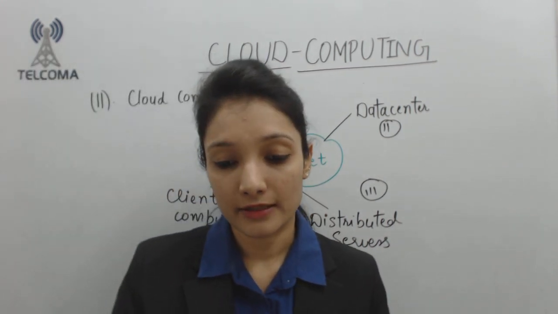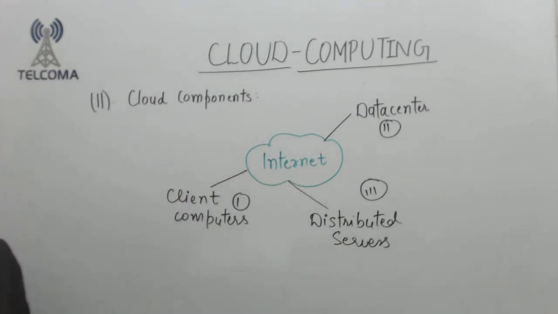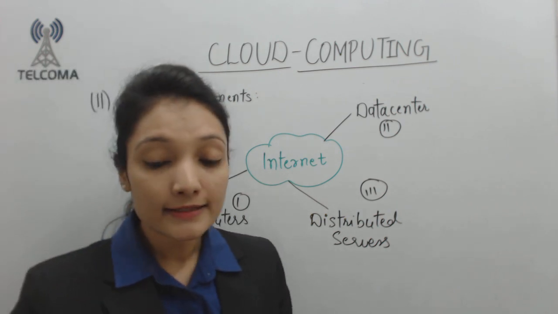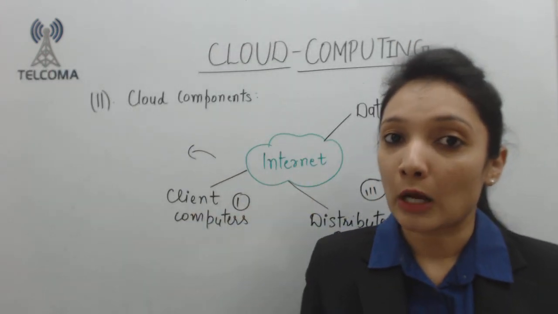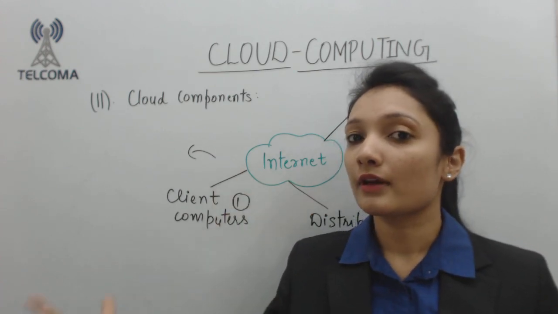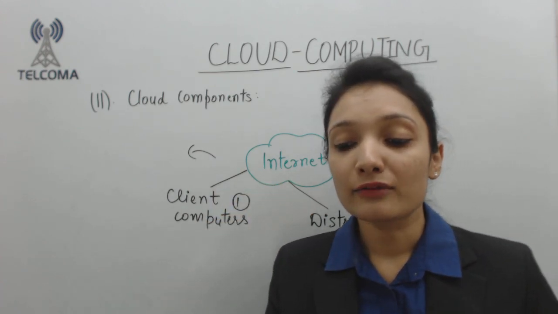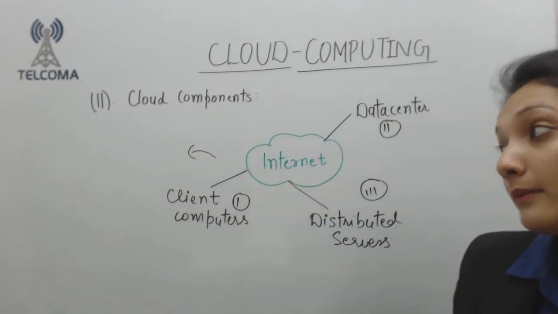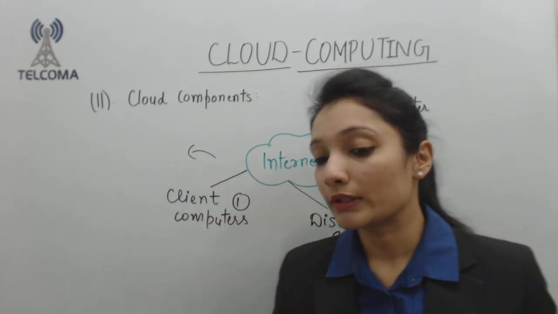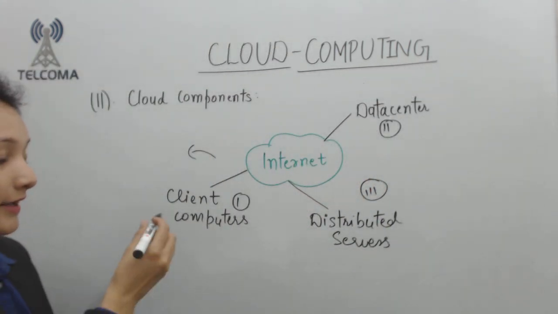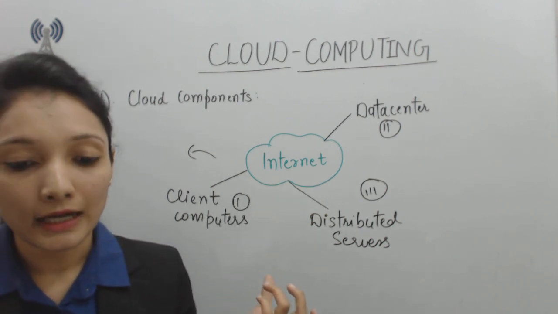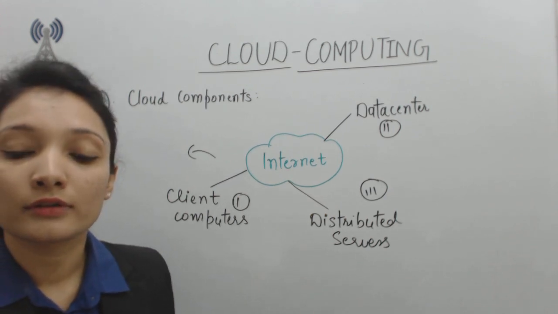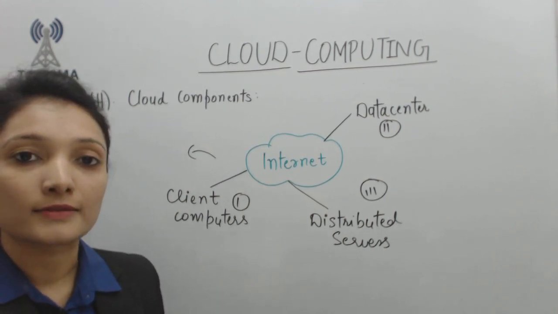First of all, we have the client computers, or simply the clients. These clients are the devices that interact with the cloud. That means these are the devices used by us, the users, to interact with the cloud. With the help of these devices, we are able to access the cloud services. We have various client devices like computers which simply sit on the desk, and with the help of that we are able to access the services.